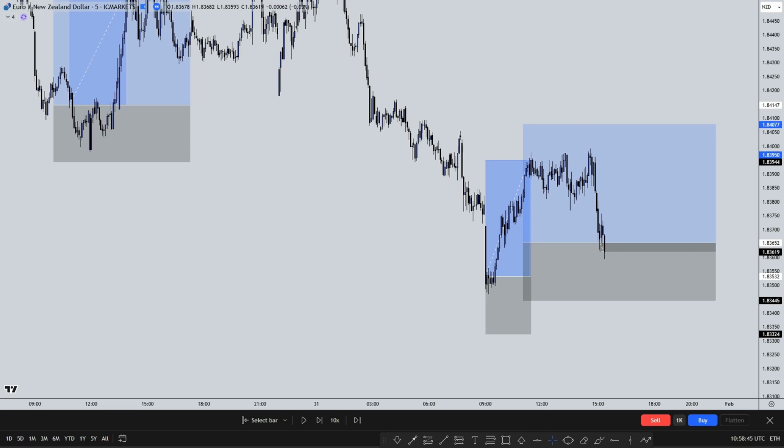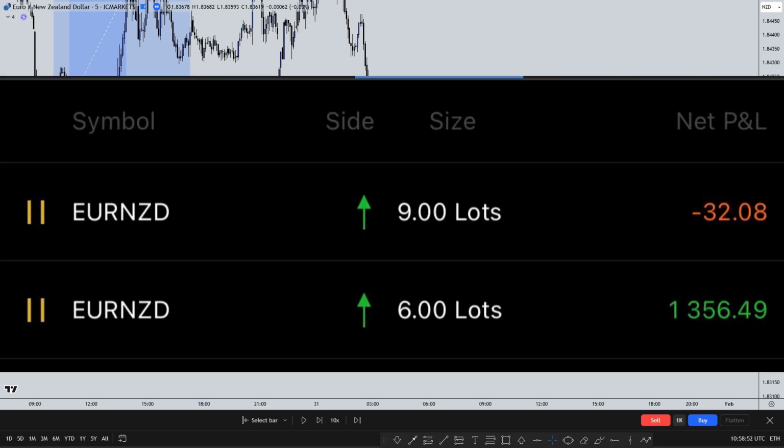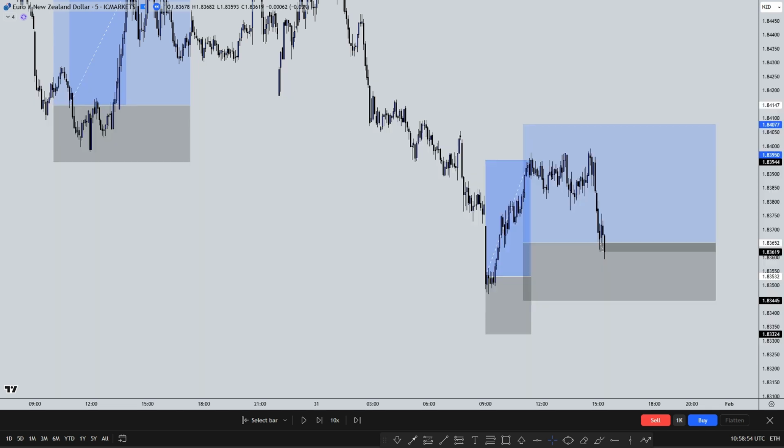This one is going to be breaking down a trade I took on Friday on Euro New Zealand dollar. I did actually take around $1,300 from the position, and I'm basically just going to break down what I did and where I put my limit orders.